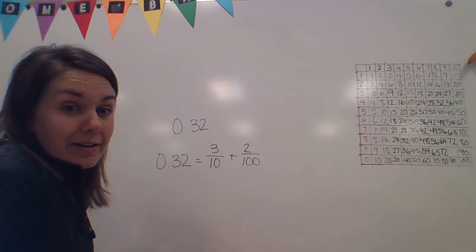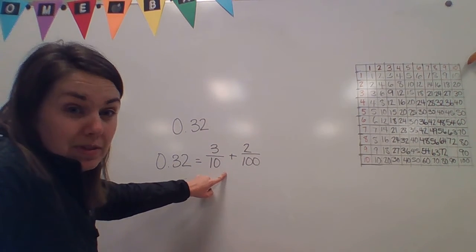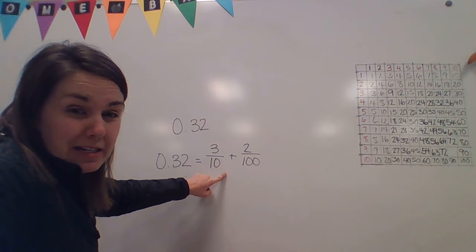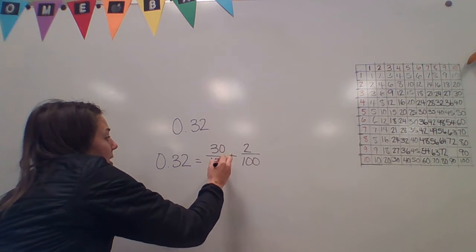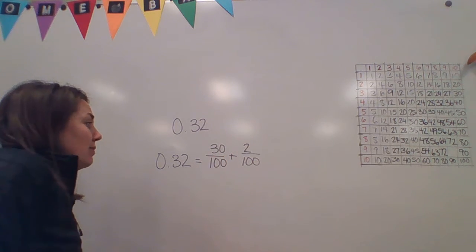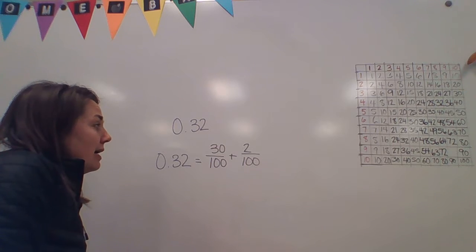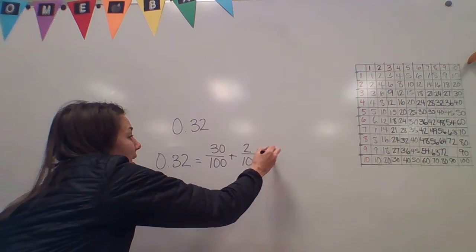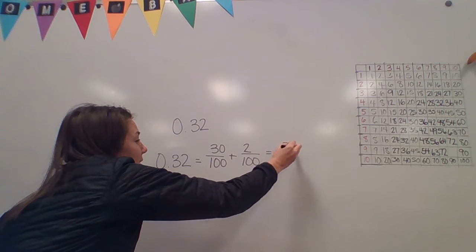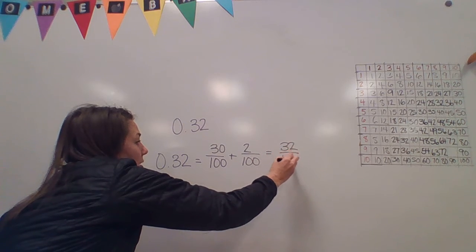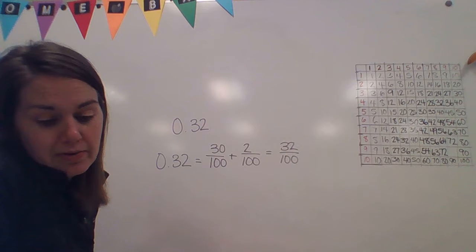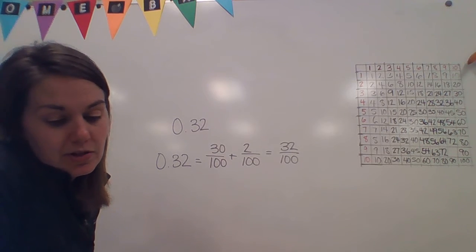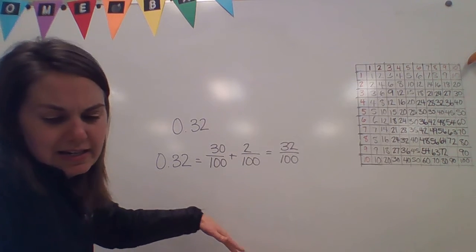But when we're adding fractions, remember we need to have a common denominator. We need to have the same bottom number. And so that's where it comes in, where if I multiply my 3/10 by 10, I get 30 hundredths. Now if I add them, I get my 32 hundredths. Okay? So first, I would have 3/10.